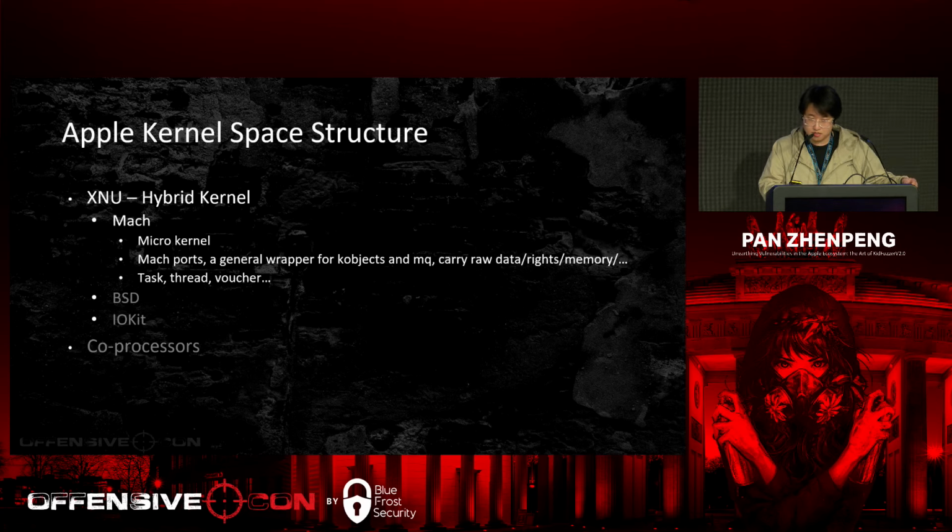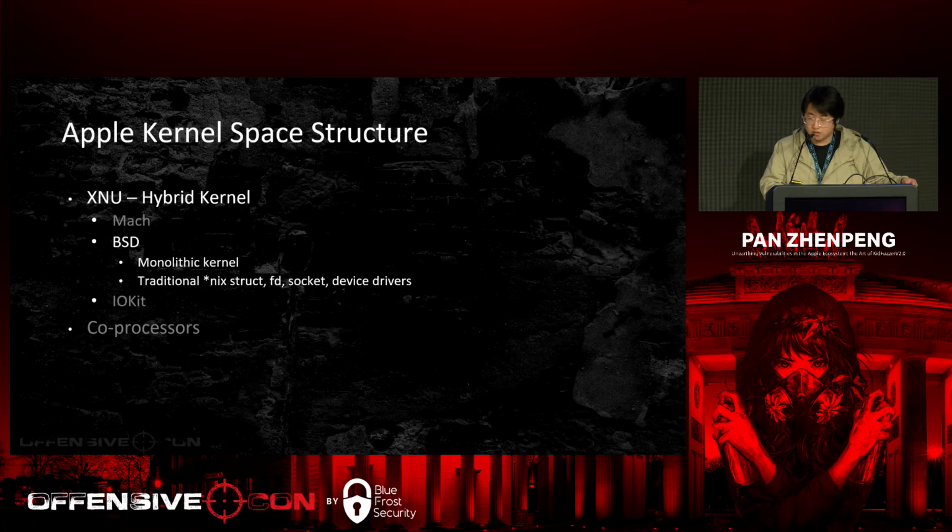Mach represents the microkernel parts in XNU, and the most representative object, I think, is the Mach ports. It's a general wrapper for kernel objects and message queues, which is Mach IPC. It can carry raw data and rights, where send and receive rights are equivalent to read and write rights if you're familiar with Linux, and it can also carry memory. Other objects in Mach include the task, thread, and voucher. BSD is the monolithic kernel part of XNU. It implements the traditional Unix structures like file descriptors, sockets, and device drivers.